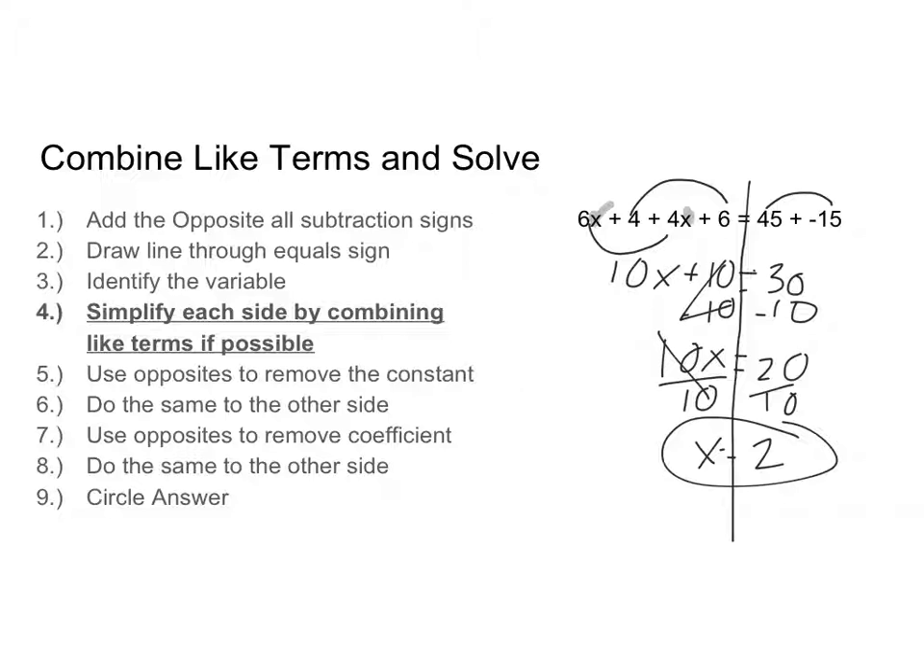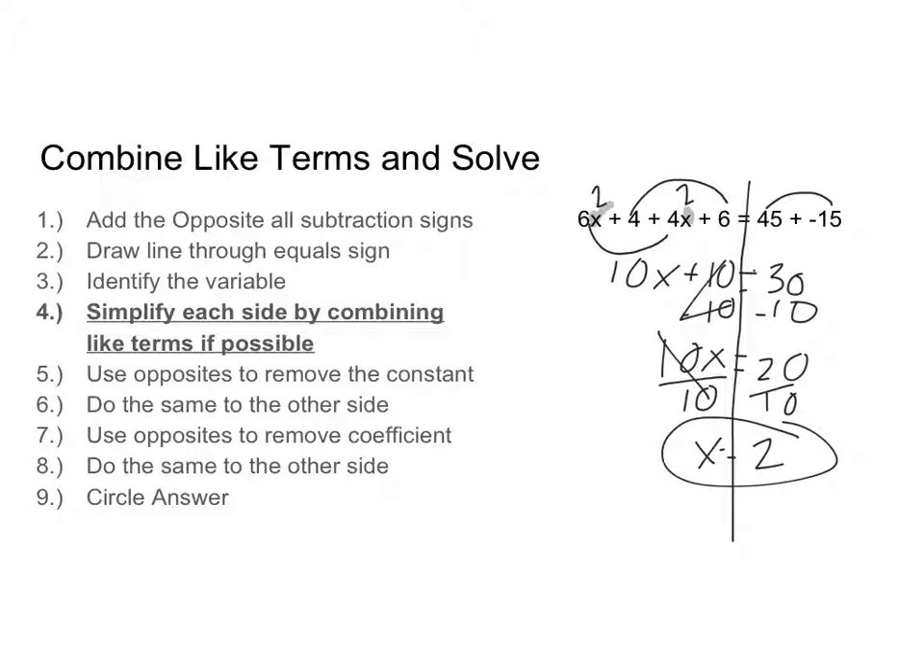And remember, in algebra, we can always check our answers. I can take this 2 and I can plop it in for both of these x's. We can see what we have. 6 times 2 is 12. 12 plus 4 is 16. 2 times 4 is 8. 8 plus the 16 is 24. 24 plus the 6 is 30.